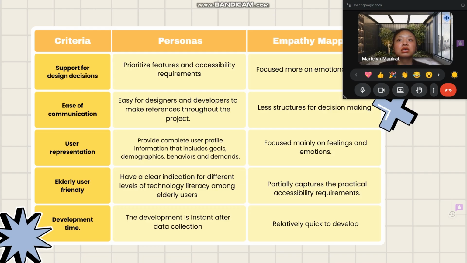And last is the development time. For personas, development is instant once the data is collected, so establishing the system is quite fast. While empathy mapping is also relatively quick. So we can say that personas and empathy mapping have rather equal development time in the running of the process and progress.